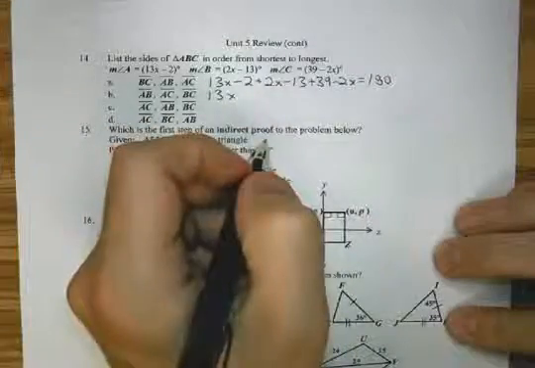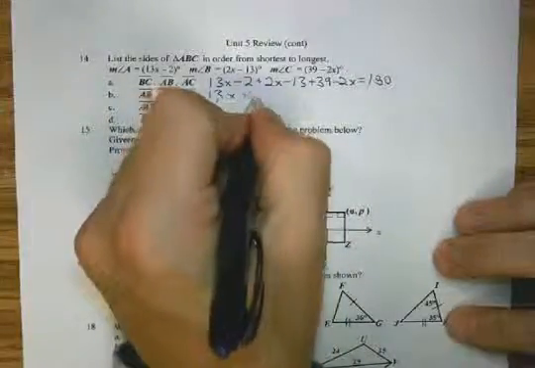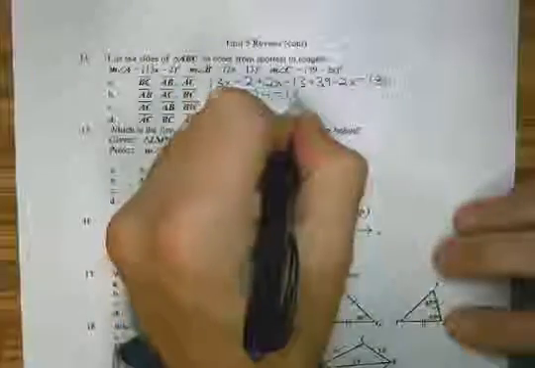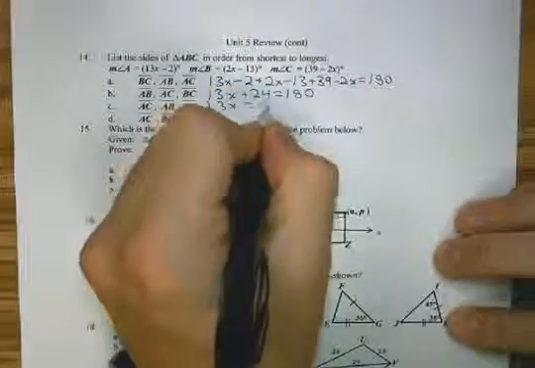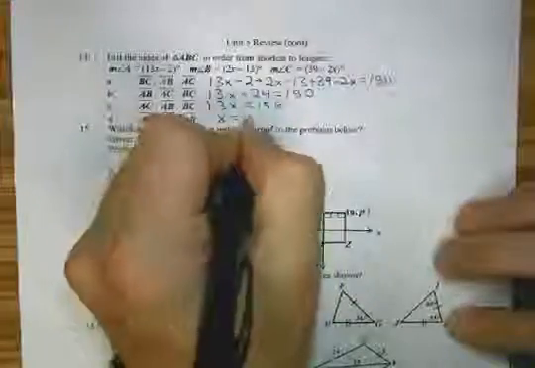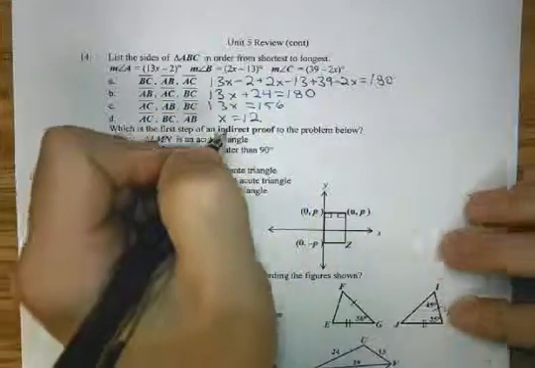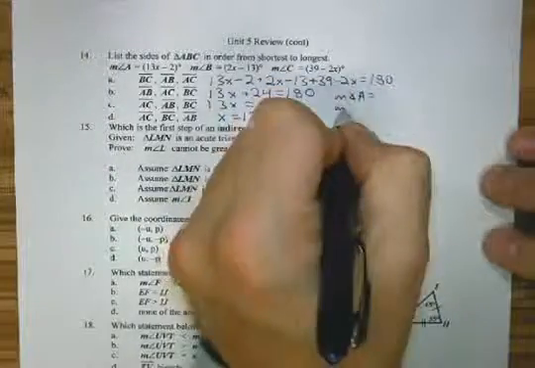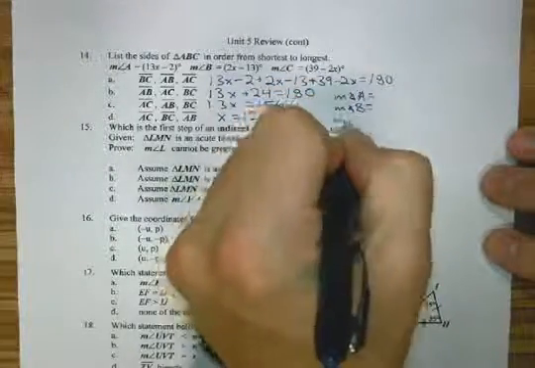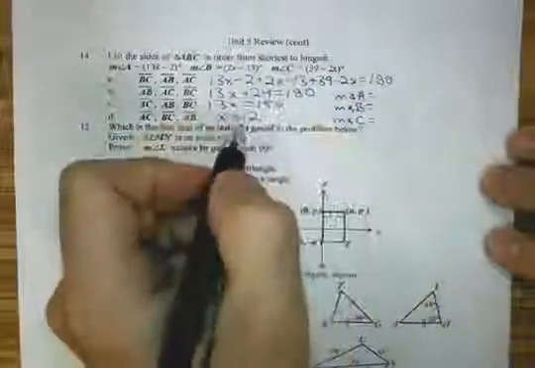I have 13x, 2x, and negative 2x, so that stays at 13x. I have negative 2, negative 13, and positive 39, which gives me positive 24. I have 13x equals 156, so x is 12.